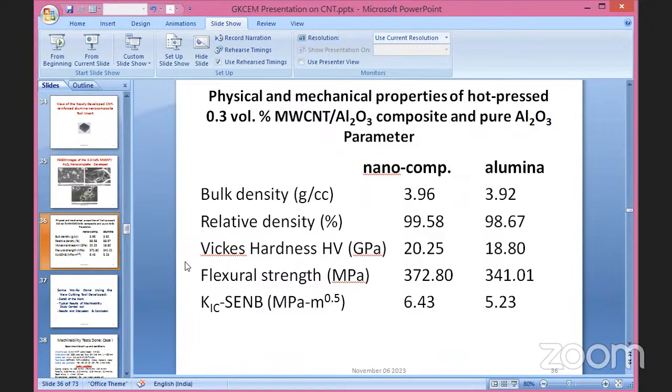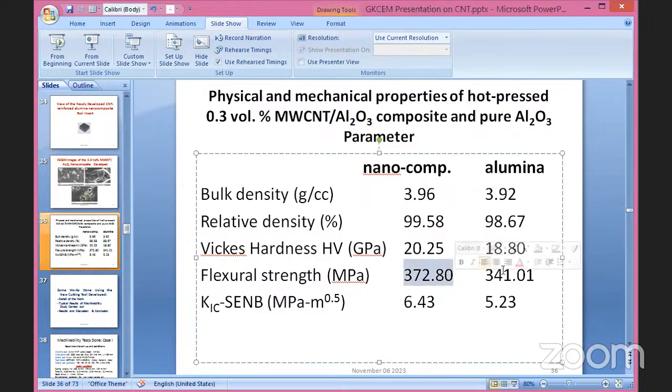Vickers hardness, obviously it is Vickers microhardness, it is 22.25, somewhat improved than the alumina. Flexural strength is also very much improved. It is 372.8 and alumina is 341. But most important is this one, your fracture toughness. This fracture toughness is having a very good improvement, more than 1.2. It is the improvement in case of nanocomposite than that of alumina.